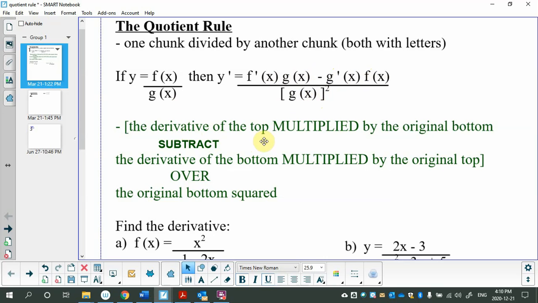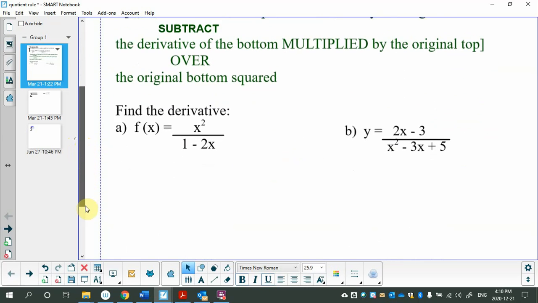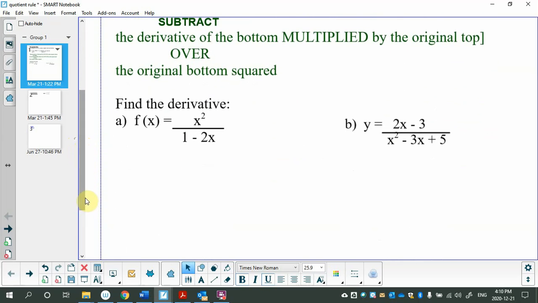So I've written it here in English rather than mathy stuff. The derivative of the top multiplied by the original bottom, subtract the derivative of the bottom multiplied by the original top. All of that is in brackets to represent that it's all one contained unit, and then over the original bottom squared. So I've got two questions here, two on the next page. All of them are for no purpose other than to get you using the rules.